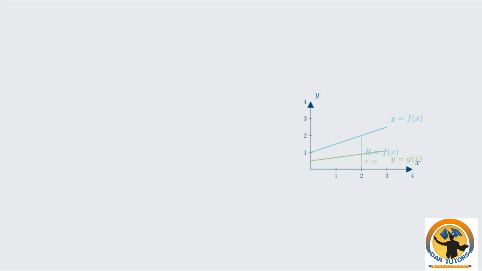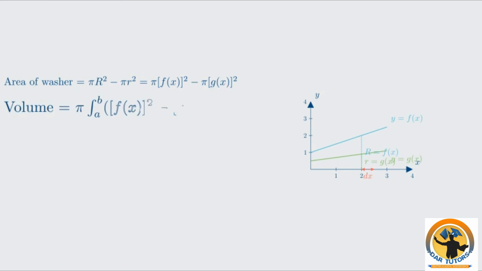The thickness is dx. The area of this washer is the area of the outer circle minus the area of the inner circle. So the area is pi times the outer radius squared minus pi times the inner radius squared. This simplifies to pi times the quantity f of x squared minus g of x squared. The volume of the washer is this area times the thickness dx. To find the total volume, we integrate this expression from the lower x-bound a to the upper x-bound b. This is the washer method formula for revolution about the x-axis.